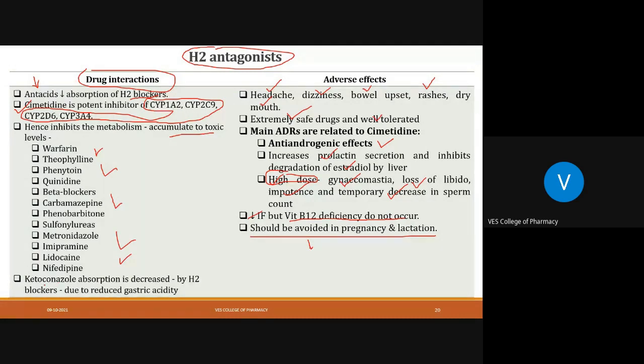Then next one, ketoconazole. H2 blockers will decrease the acidity, and ketoconazole absorption will get decreased because ketoconazole requires an acidic environment for absorption. So if they are decreasing the acidity, its absorption will also get decreased. So these are a few drug interactions with the H2 antagonist.